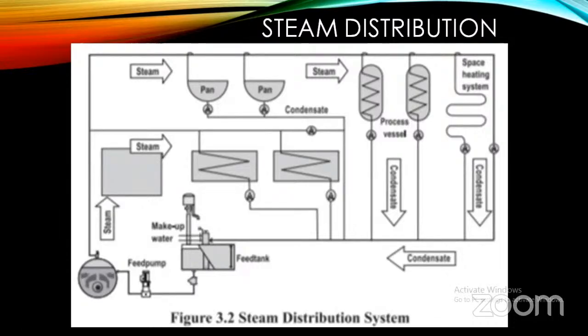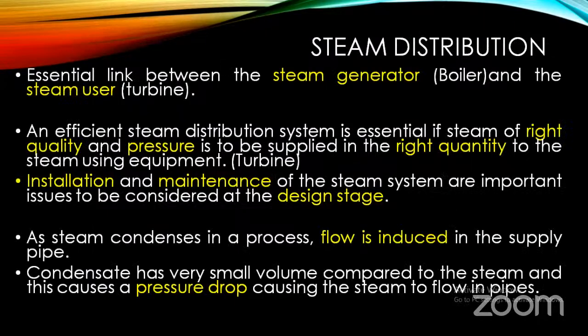Quality here refers to the dryness fraction, and quantity is the mass flow rate. So that is the main aim of the steam distribution system. This is the essential link between the steam generator and the steam user. The purpose of this is to deliver the steam at the right quality and pressure, at the right quantity.